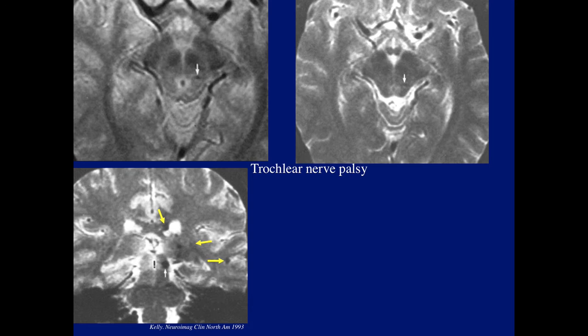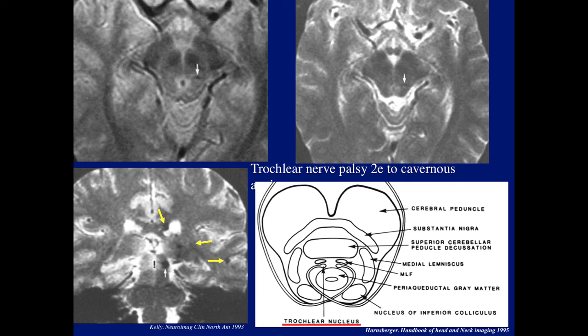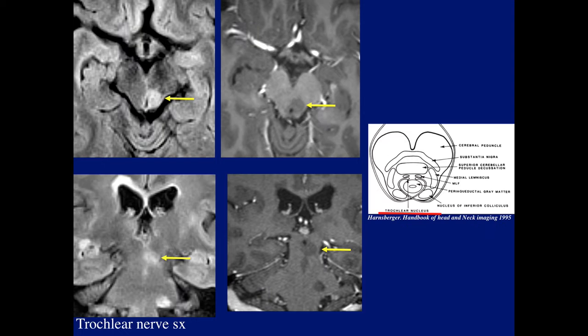Okay, let me proceed. This was a patient, as you can see, with all the arrows pointing to multiple small cavernomas, and this was the region, there was a lesion in the region of the trochlear nerve nucleus. What's the cause of this abnormality that presented with their fourth nerve symptoms?